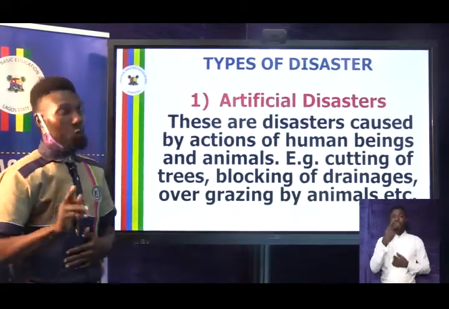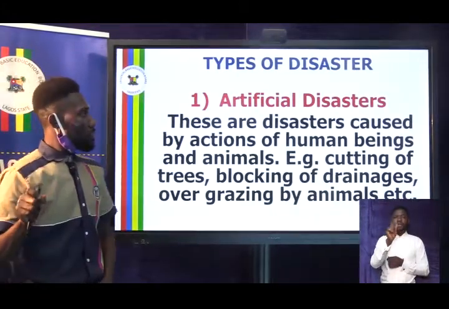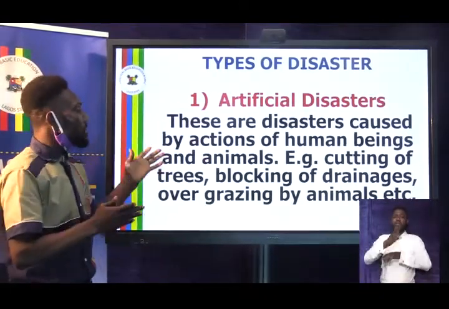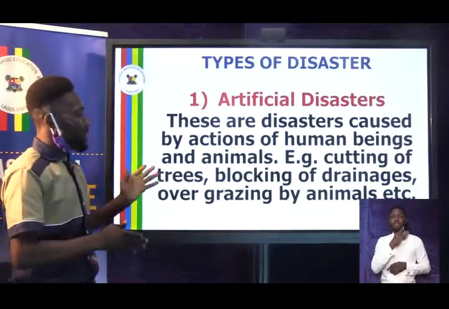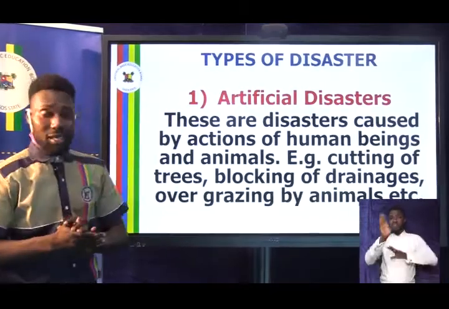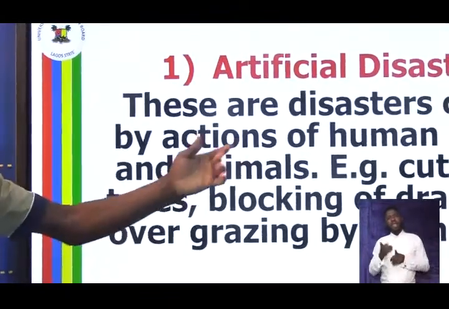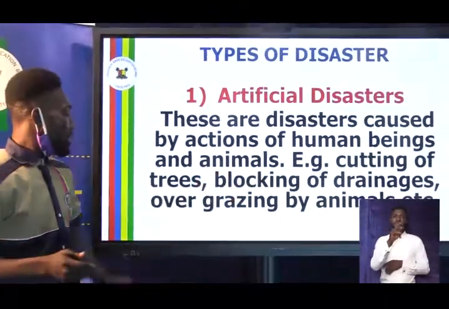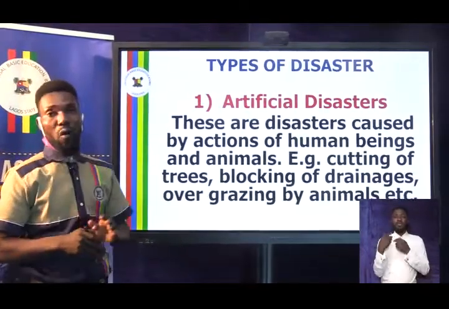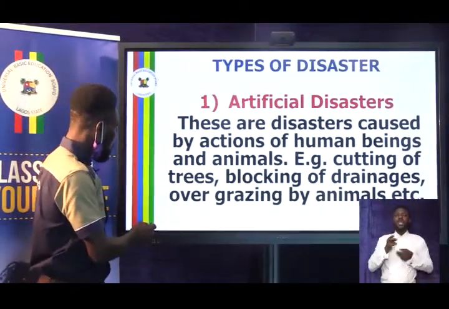We have two types of disaster, and the first one is artificial disaster. Say that. Artificial disaster. What are artificial disasters? These are disasters caused by actions of human beings and animals, like cutting of trees, blocking of drainages, overgrazing by animals. All these are responsible for artificial disaster, like the flood I showed you when we started. They are caused by human factors.